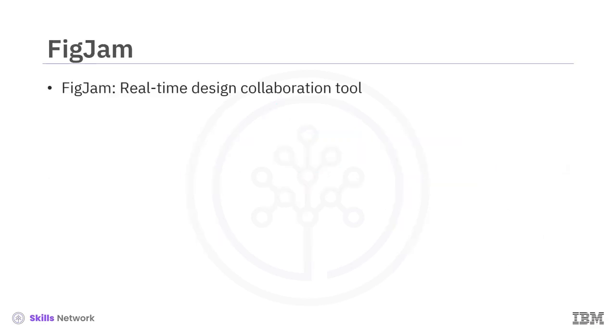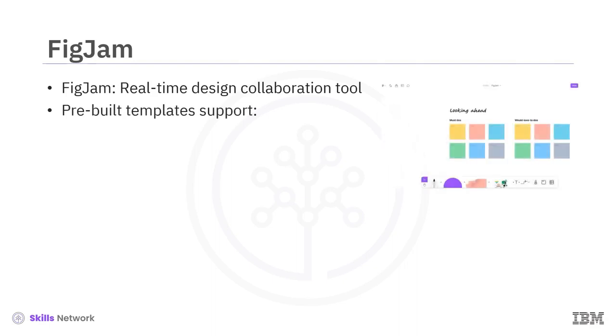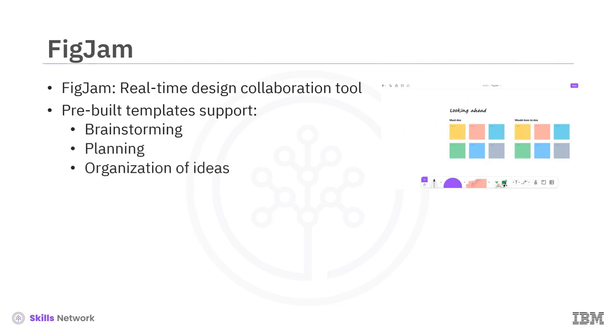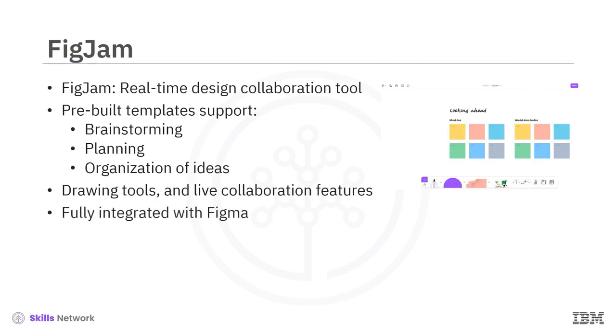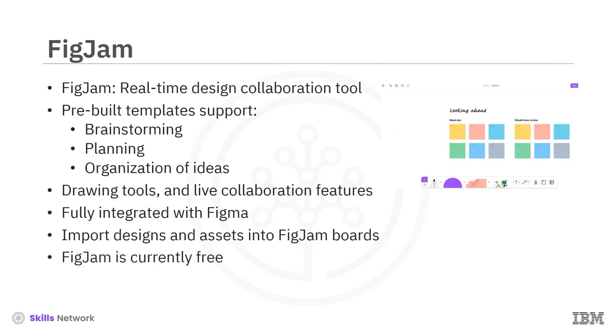Collaborative and community learning are the preferred ways for individuals to connect and learn from each other. Figma supports this trend with their tool, FigJam. FigJam is a real-time collaboration platform by Figma. It supports remote brainstorming, planning, and organization of ideas. FigJam has pre-built templates and drawing tools to facilitate brainstorming, and live collaboration features like cursor tracking and commenting. FigJam is fully integrated with Figma, allowing users to import designs and assets into their FigJam boards easily. FigJam is currently free and is useful for teams working remotely.